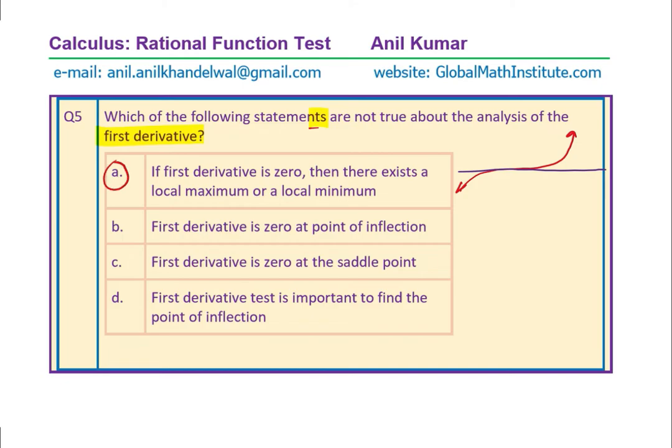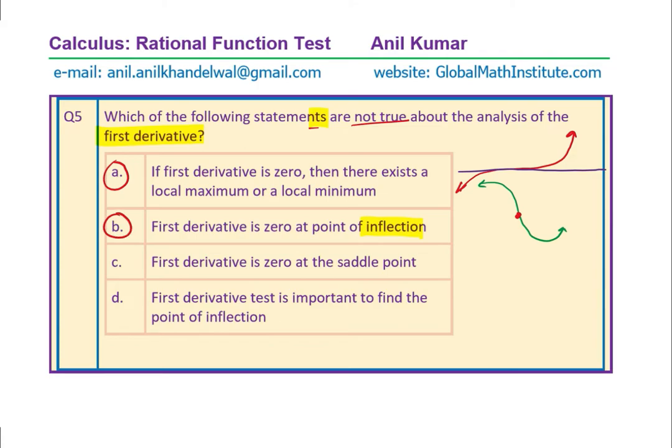Right? Not true. B. The first derivative is 0 at the point of inflection. Well, a point of inflection means a change in concavity, right? So is that true? I don't think so. This is concave down, this is concave up. So you can clearly see here the first derivative is not 0, and therefore this statement could be false.